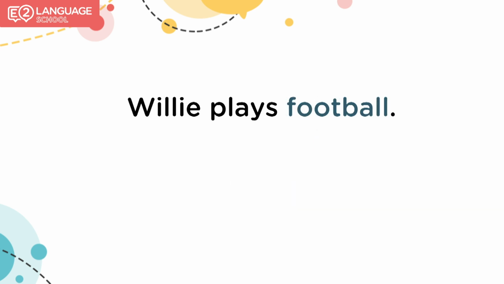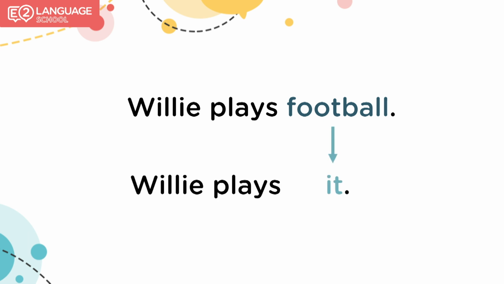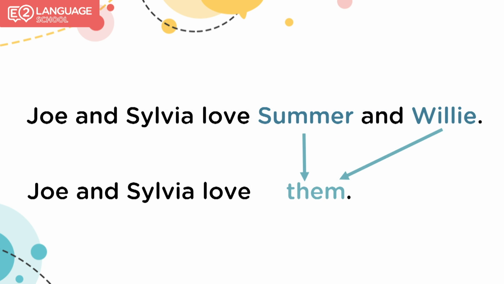Another example, Willie plays football. Willie plays it. So again, Willie is the subject, plays is the verb, and football is the object. Joe and Sylvia love Summer and Willie. Joe and Sylvia love them. So here, them is for a group of people, 2 people.